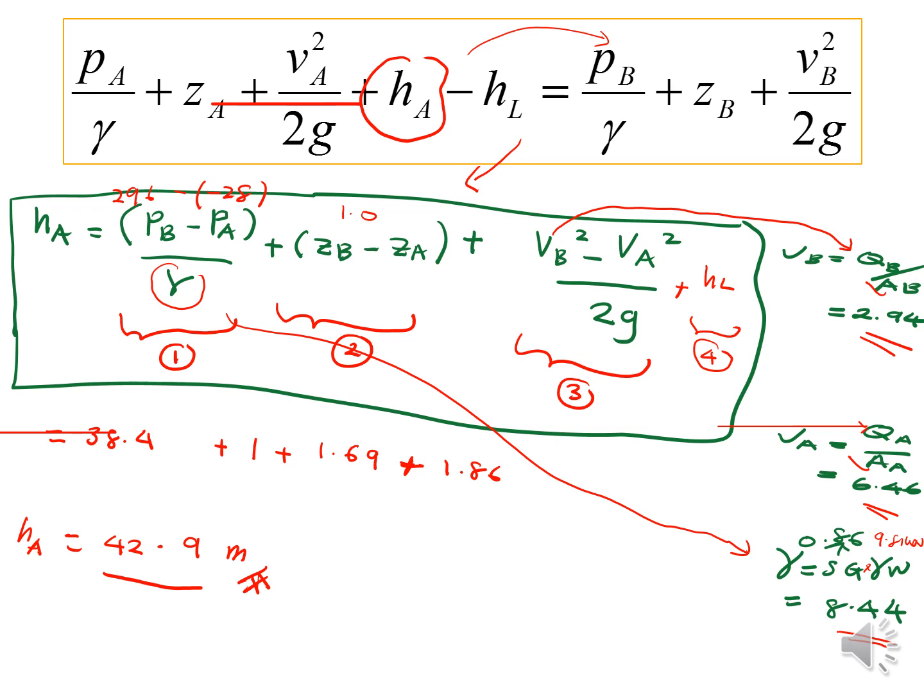So I repeat again. Since we know that we have to use this equation and we need to determine the HA, we rearrange the equation to make this the value that we want to determine. We move it to the left side and rearrange all the items, so it becomes plus HL here. Then we calculate one by one, and at the end, you get the HA value, which equals 42.9 meter. Okay, that's it.